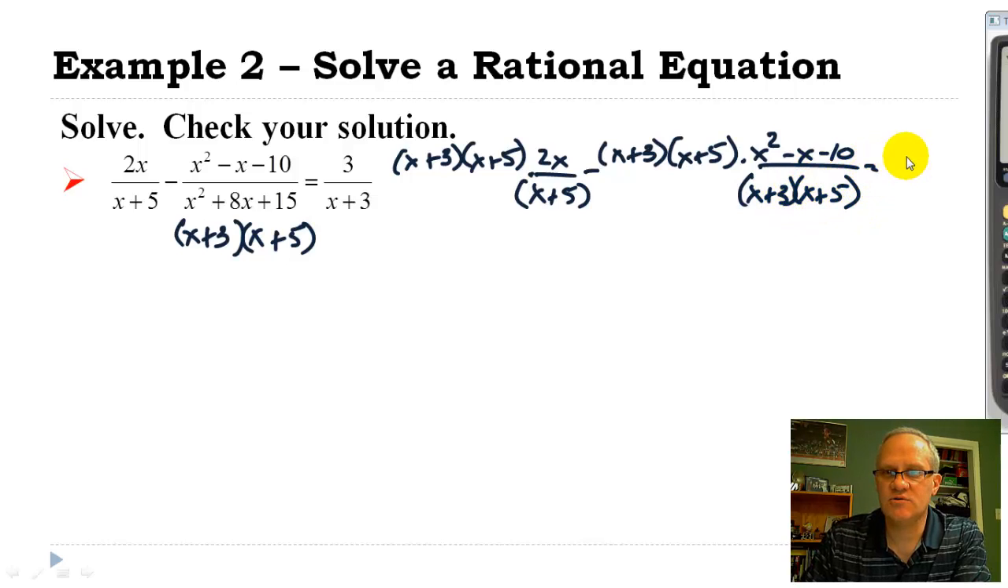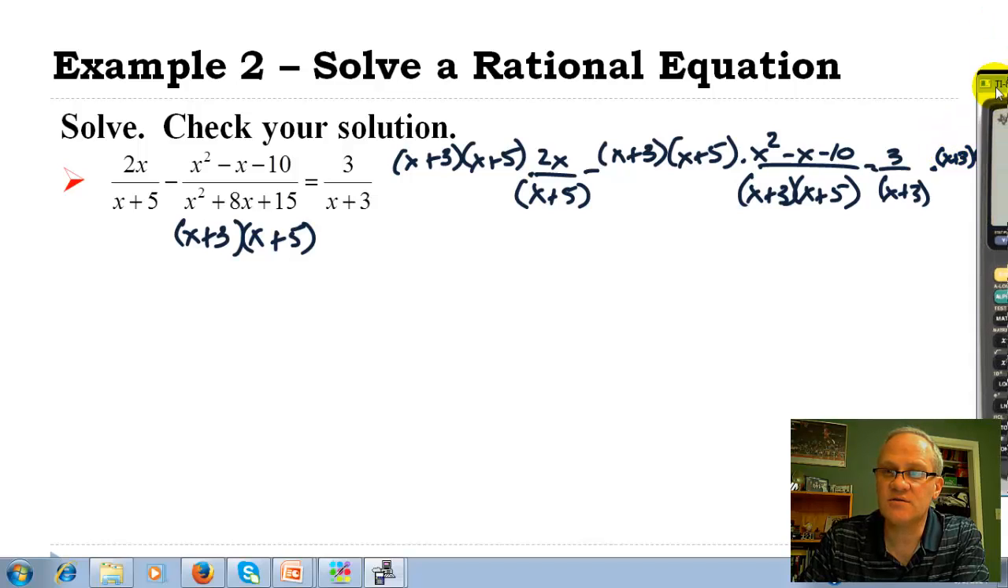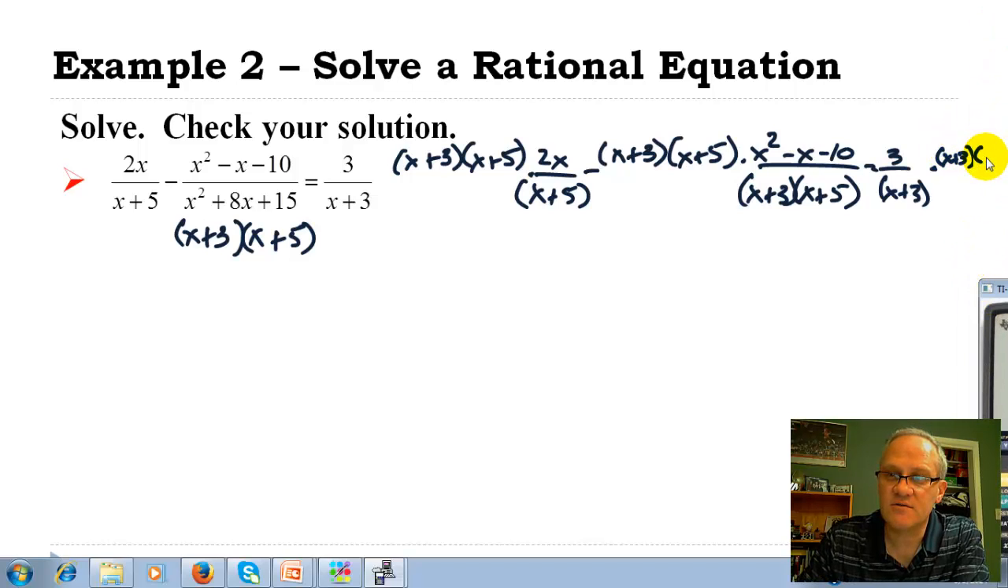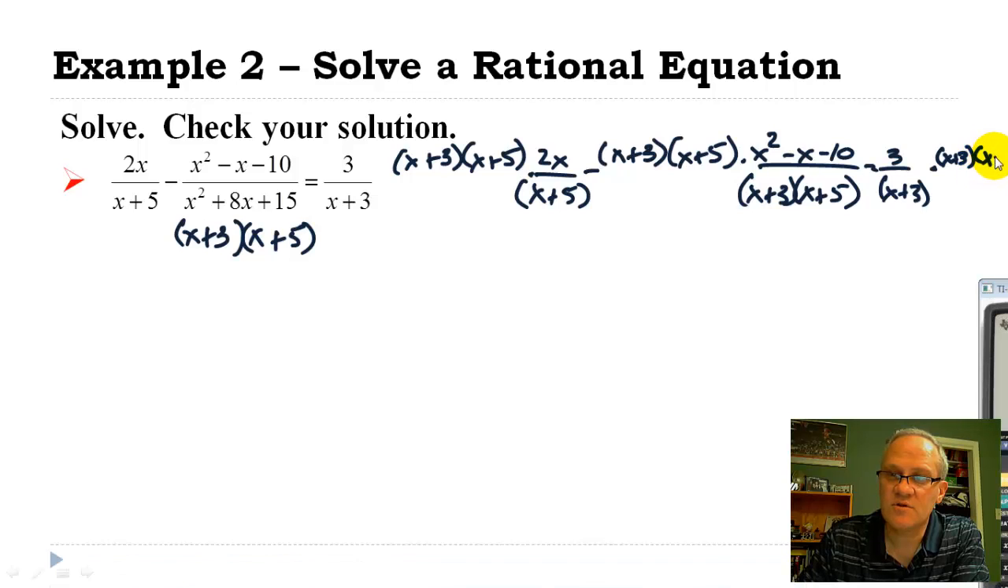And then that equals 3 over x plus 3 times x plus 3x. Darn it. Plus 5. Okay, you get the idea. I don't know if you can quite see it on the edge over there, but that's an x plus 3 times x plus 5. So let's cross out whatever we can. This x plus 5 down here we'll cross out with that x plus 5. What do we have left here?